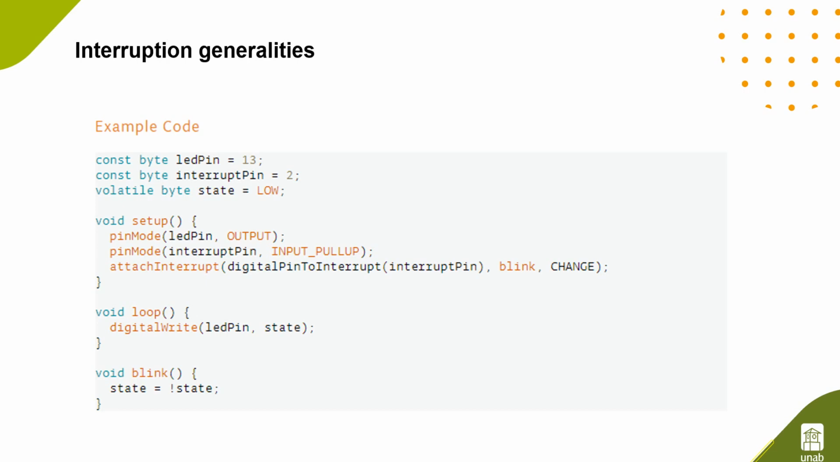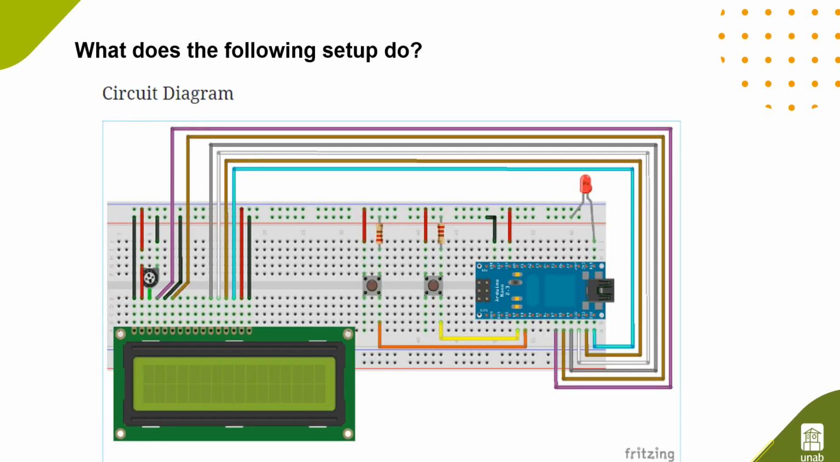Once the blink line is coded, I change the state to the opposite, which means I negated the value of state. Here we have a setup using the Arduino Nano. We can see the LCD display, two buttons to interrupt, an LED, and the Arduino Nano board. All the connections coming from the Arduino to the LCD we have already explained in a previous video, so you can check that video if you want.